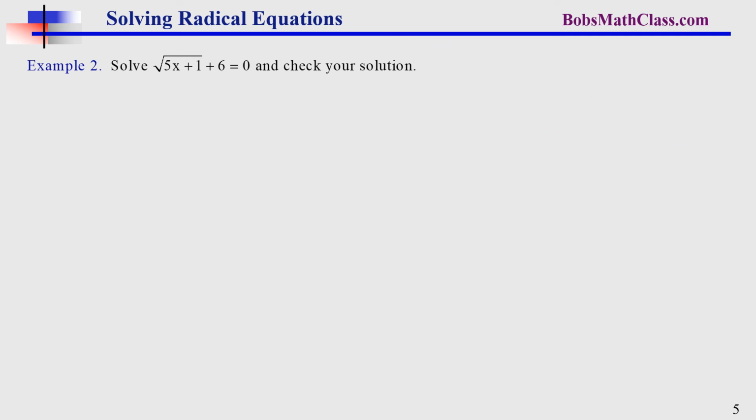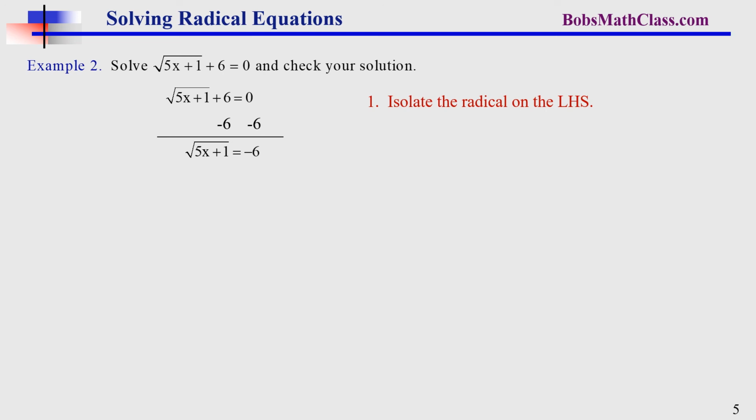Okay, this one's very similar. Just that our answer is a little bit different this time. All right, what's our first step? Isolate the radical. Subtract 6 on both sides. Now we have the square root of 5x plus 1 equals negative 6. Can we have the square root equaling a negative number? No, right? The square root is always equal to a positive number. So right there we could stop.